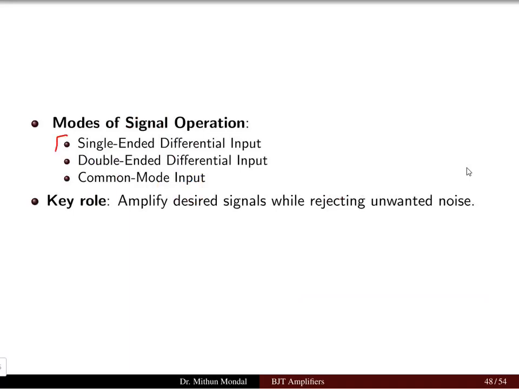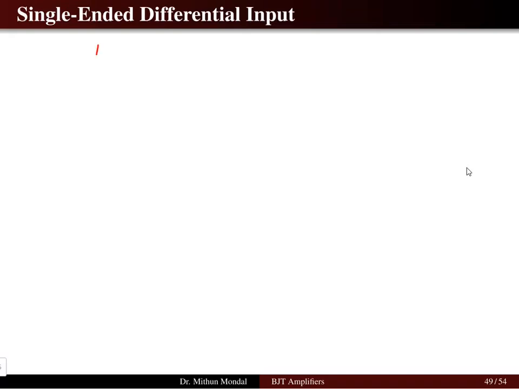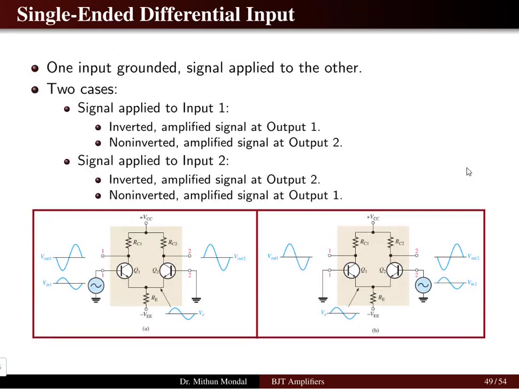There are 3 modes of operation when we apply a signal. One can be single-ended differential input, another can be double-ended differential input, and the third one can be common mode input. These play a key role in amplifying the desired signal while rejecting unwanted noise. So when we want to remove the noise from the signal and amplify the desired signal, we basically go with these modes. Let us see the first mode, which is single-ended differential input. Here one input is grounded and the signal is applied to the other. Now 2 cases can be there, case number 1 and case number 2.